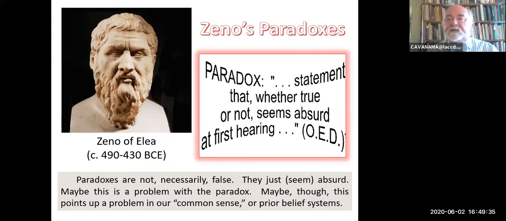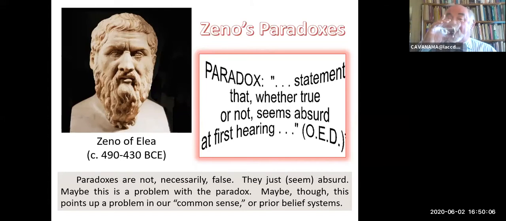Zeno. Zeno's paradoxes, famous for this in antiquity. Not all of them survive, and as we'll see with the pre-Socratics, the ones that do survive are not in any direct writings of Zeno. They're quoted by others, mainly Aristotle. But first of all, let's look at what a paradox is. A paradox is, and this is just the Oxford English Dictionary definition, a statement that, whether true or not, seems absurd at first hearing.